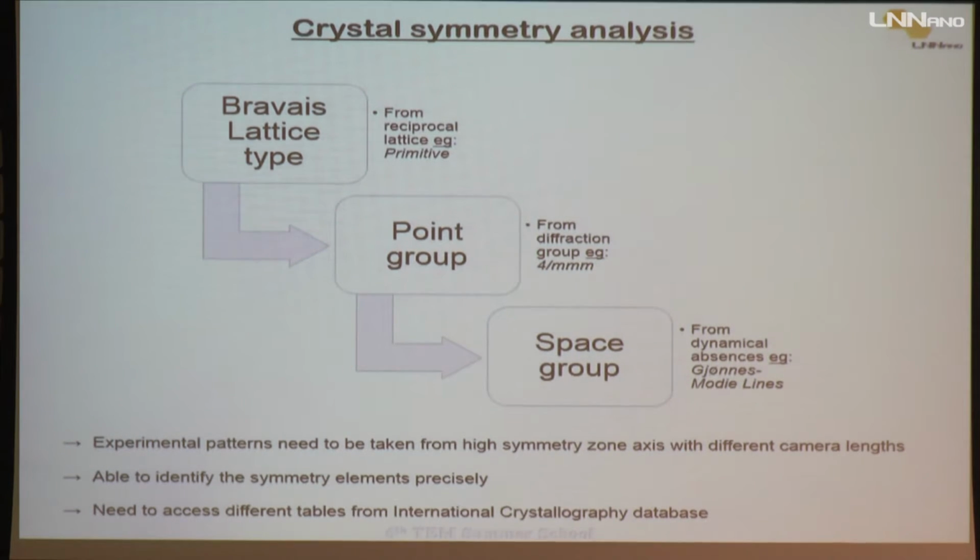So you need to vary the parameters and get different types of CBED patterns. And you need to identify the symmetry elements precisely. If you can't identify the symmetry elements properly, then it's impossible to get this analysis done. And you need to have access to the different tables from the International Crystallography Tables.